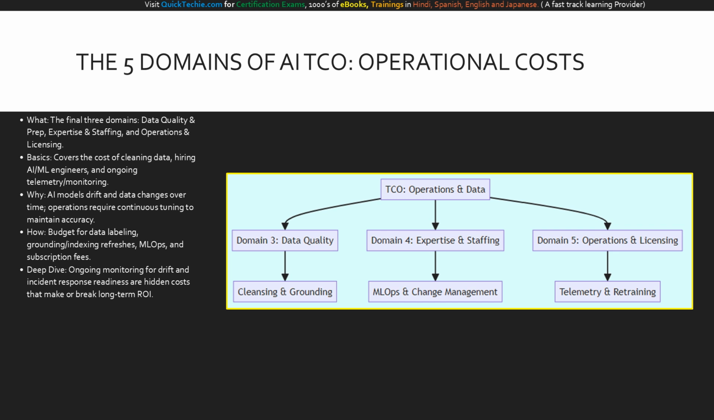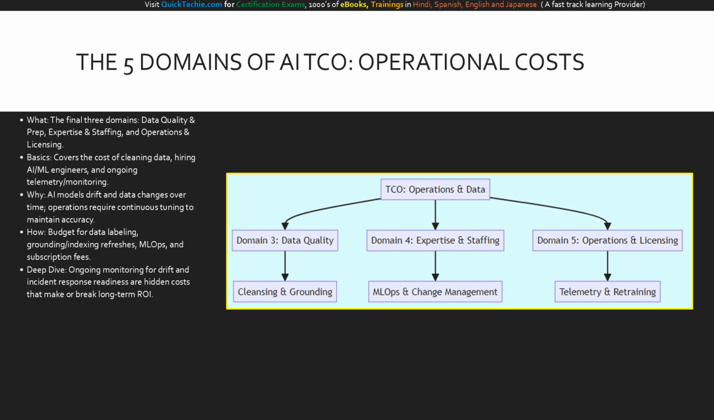Let's review the flowchart detailing the operational costs of our TCO model. The central TCO, operations and data node splits into 3 critical domains. On the left, Domain 3, data quality, drops down into cleansing and grounding. This represents the constant engineering required to keep your AI's knowledge base accurate. In the middle, Domain 4, expertise and staffing, links to MLOps and change management, reminding us that AI requires specialized human talent to manage the platform and guide user adoption.